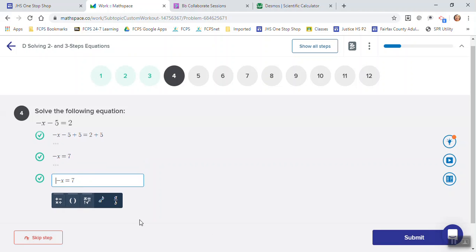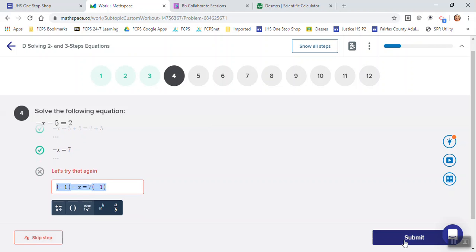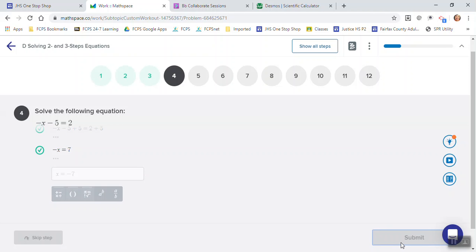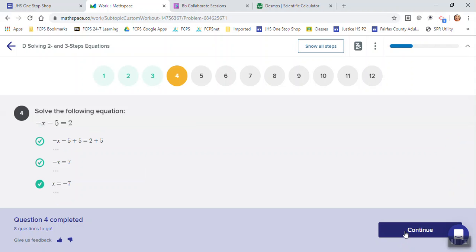So you multiply both sides by negative 1, right? Because negative 1 times negative x gives you x only on the left, which is the purpose, right? So you want x on the left, and then 7 times negative 1 is negative 7, right? So that should be the final answer. Yep. Question 5.